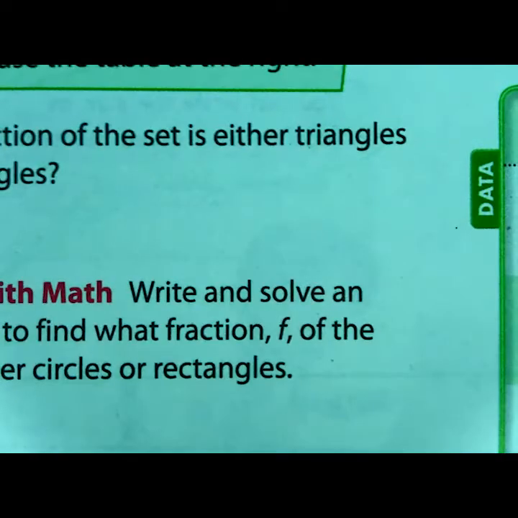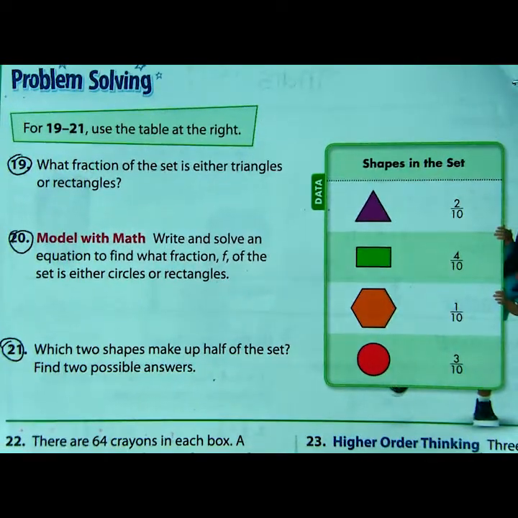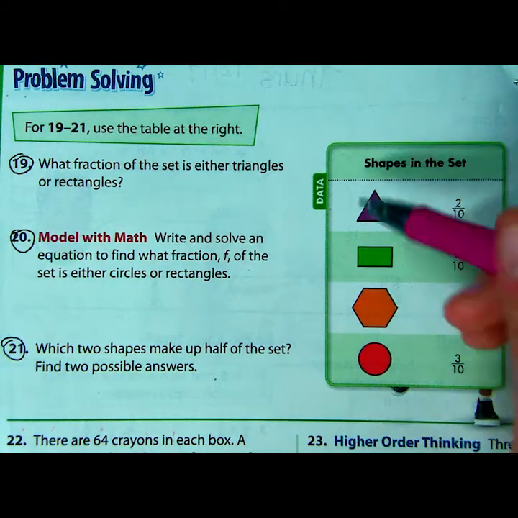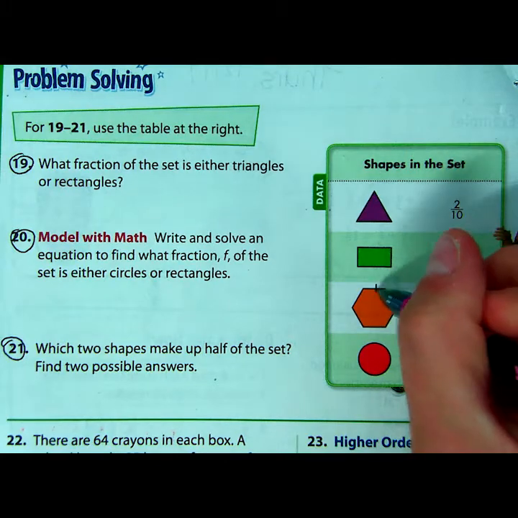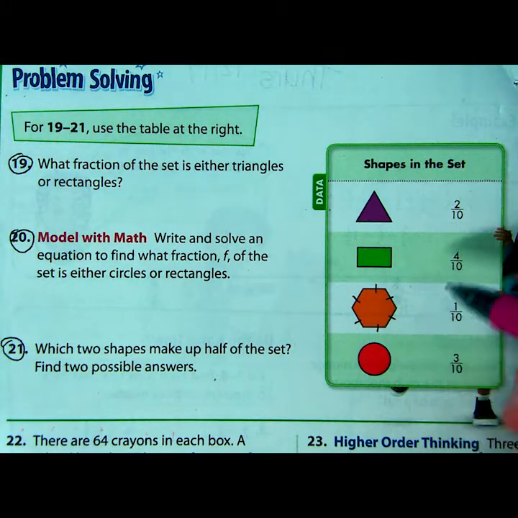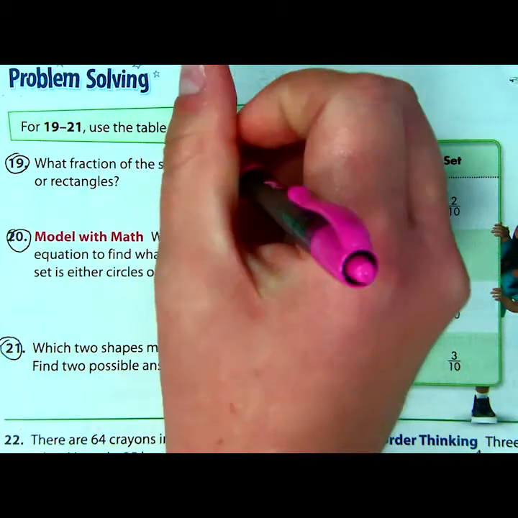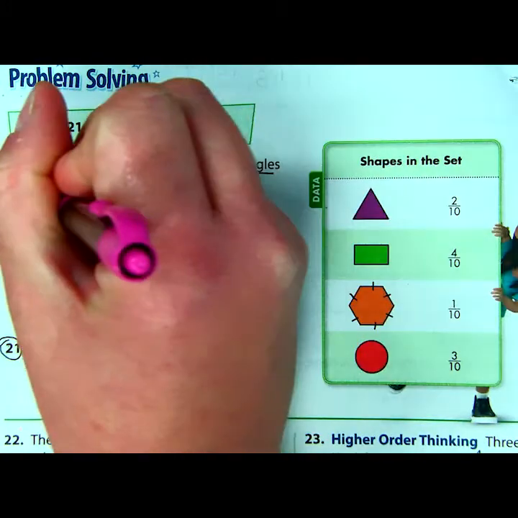Now we're on page 344. You had a couple of problems here on the back. You're using this table over to the right. And it looks like they're giving you shapes in a set. So you have a triangle, a rectangle, a figure that has 1, 2, 3, 4, 5, 6 sides. That's a hexagon, and a circle. Let's look at the question. What fraction of the set is either triangles or rectangles?